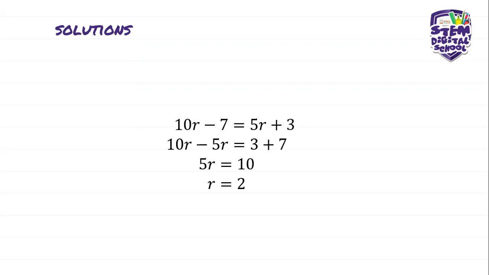So now I've grouped 10R and 5R together. Remember, the 5R was in the right-hand side. Now I've transposed it to the left-hand side. As you can see, the sign has now changed. It used to be positive. Now it is negative.